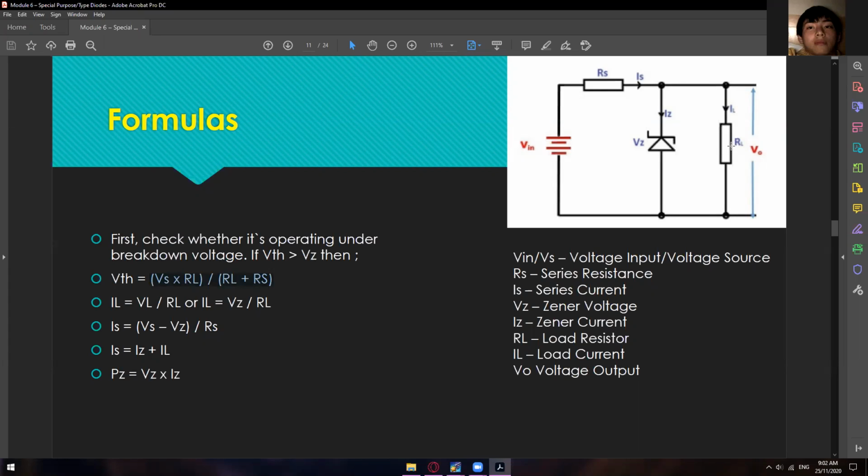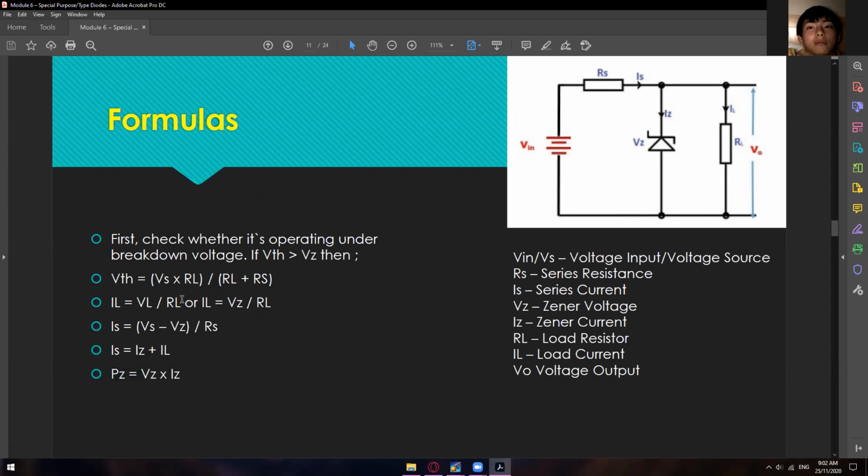depending on their corresponding resistance. This is the very first thing that you have to do: check whether VTH is greater than VZ. If our Thevenin's voltage is greater than the Zener voltage, which is the breakdown voltage, then that's the right time that we can calculate for IL, IS, and the power of the Zener, PZ.